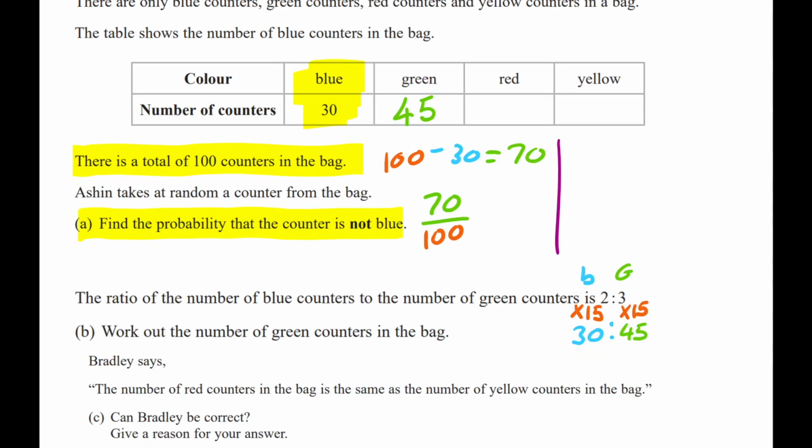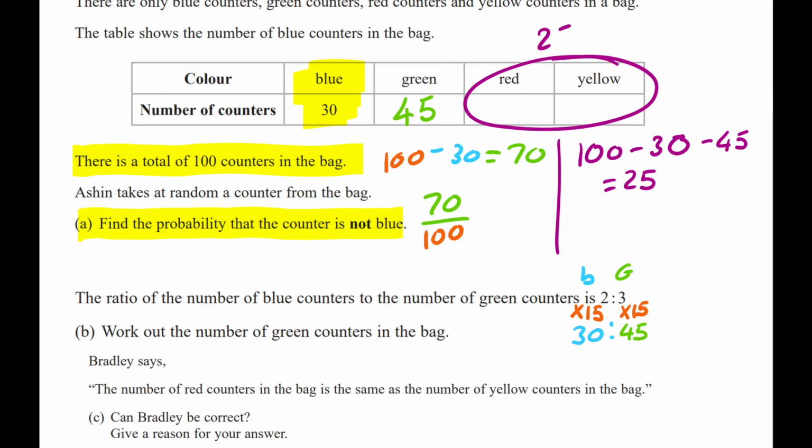Bradley says the number of red counters in the bag is the same as the number of yellow counters in the bag. Can Bradley be correct? Give a reason for your answer. So there's 100 counters in total. We're then going to take off the 30 blue ones and the 45 green ones, and when you do that you get 25. So that tells you that the red and the yellow must add up to 25.